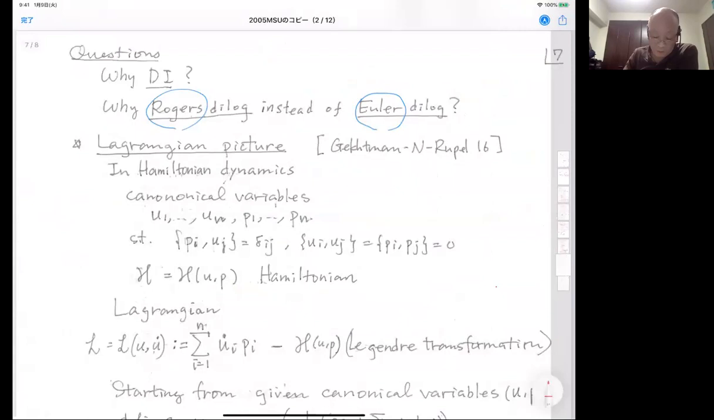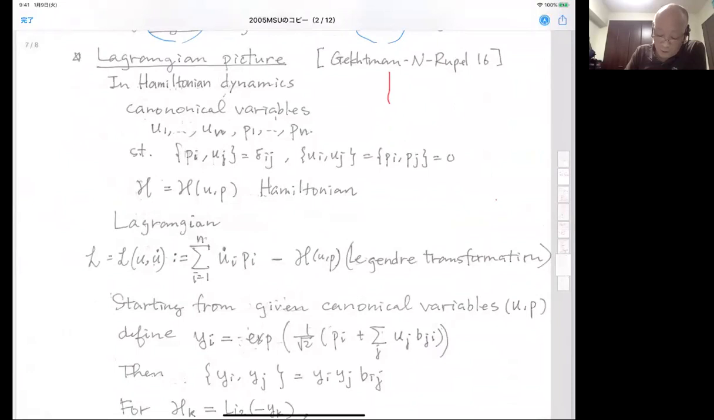And here now, finally, I introduce this Lagrangian point of view. So in Hamiltonian dynamics, you have a counterpart of Lagrangian, and this is described as follows. It is written in any textbook of classical mechanics in an undergraduate course. So usually we need what is called canonical variables. It's not canonical at all, it's not unique at all, but it is called canonical variable.